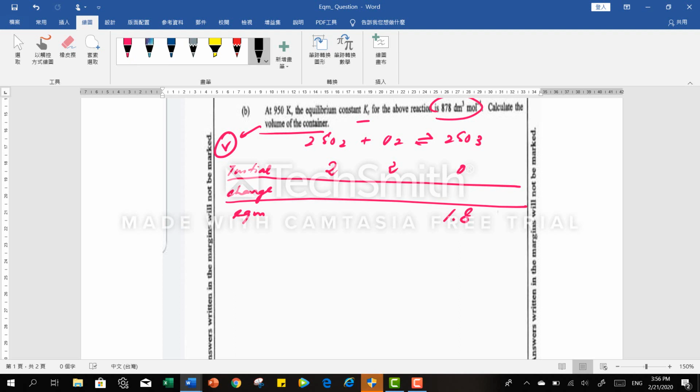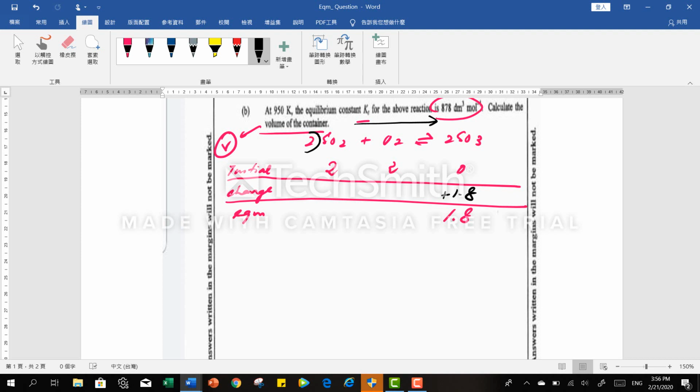So let's see. From 0 to 1.8 is positive 1.8. Of course, the equilibrium position is shifting to the right because you only add the reactants on the left-hand side, but start with 0 product. So it will be shifting to the right so that an equilibrium can be attained later.